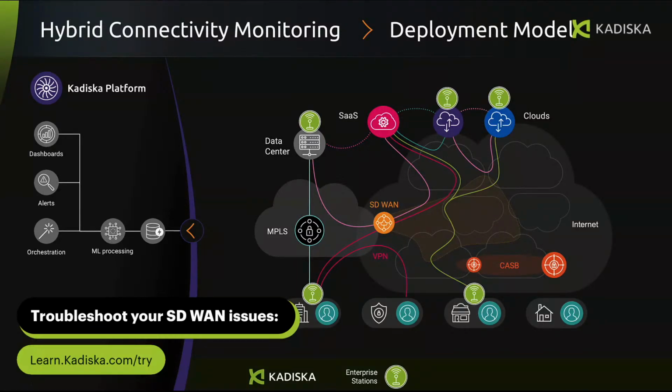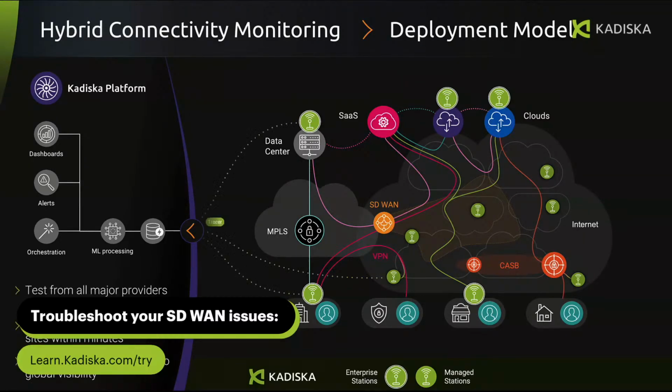And for locations where there's users at home, for example, we can deploy or employ or manage stations that Kadiska hosts around the world, and they'll be able to take the ones that are closest to the locations of the users and replicate the kind of network path performance that they receive, even if they're connecting from a remote personal ISP versus on-site at a corporate location.